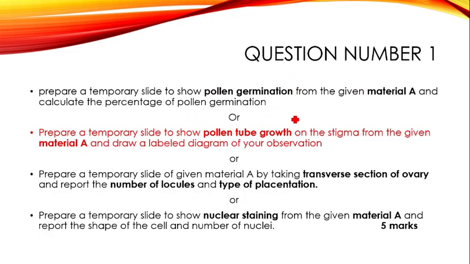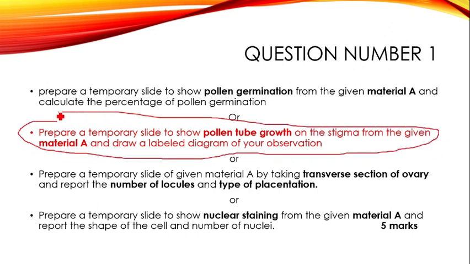Question number 1. Already I have told that in question number 1 you can see 4 questions, and you will get any one of them. Actually, for 2021 one question was deleted, that is, prepare a temporary slide to show the pollen tube growth on the stigma. Hence we will get any one question from the 3 remaining questions. Okay, what do you have to write for it?